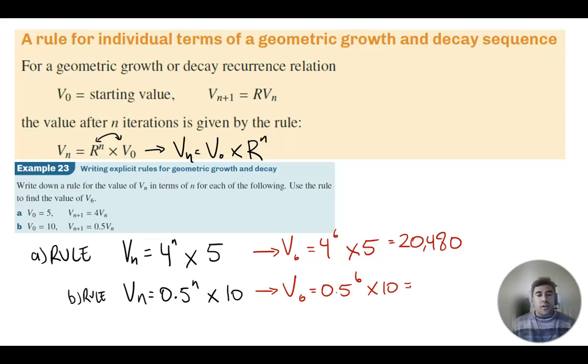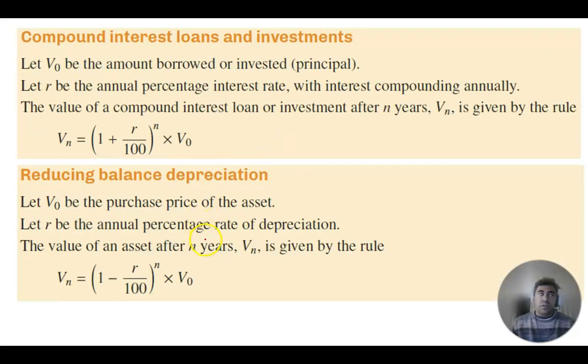And again, v of 6 for the second one, 0.5 to the power of 6 times 10. Now pause. We are dealing with a number that's lower than 1, so we're expecting a number lower than 10. Because our multiplicative factor is lower than 1, it's not greater than 1, it is decaying. It's halving it again and again and again, and it's doing this 6 times. In this case, we're going to get 0.15625.